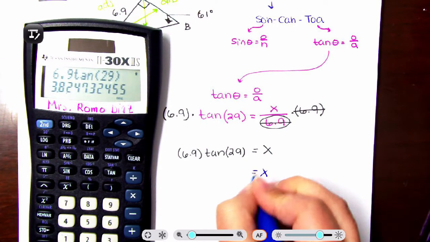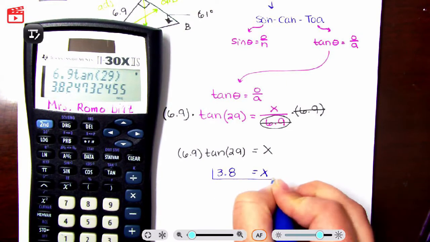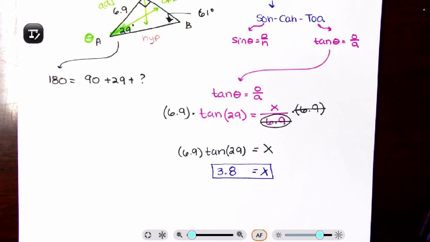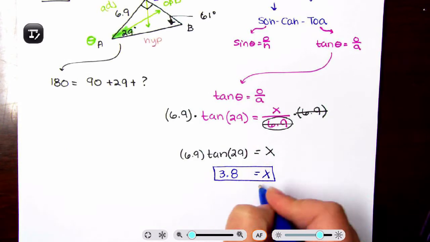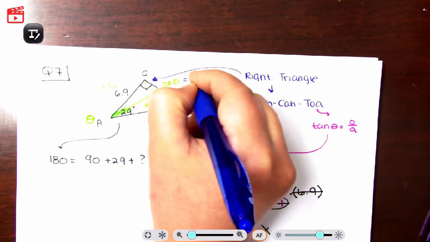X is equal to 3.8-ish. We are rounding. We do not have units. We do not have degrees. This is a side length. So that means this X, what was X? X was opposite. So opposite was 3.8. So this right here is 3.8.